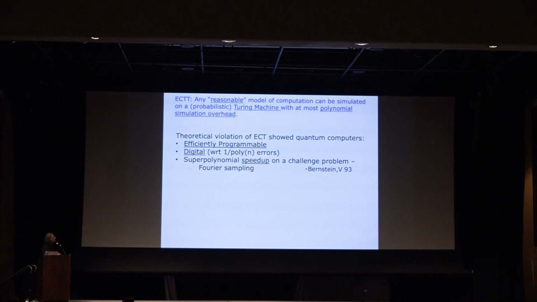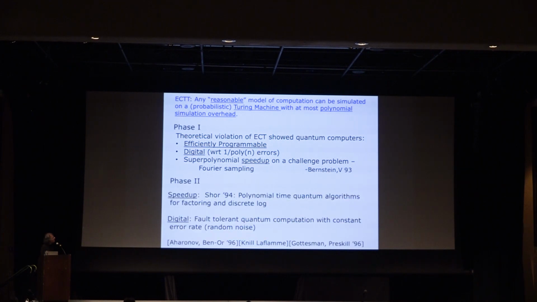But the early demonstration of this was not nearly as robust. To show this, one had to show three things: that you can efficiently program quantum computers, that they are digital, and this was shown only with respect to 1 over poly n errors, right? And then also that you can get super-polynomial speedups on some challenge problem, not necessarily useful, and that was some sort of Fourier sampling problem. Okay, so you could think of that as phase 1 of this violation of the extended Church-Turing thesis.